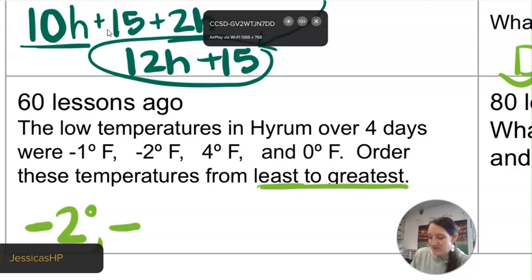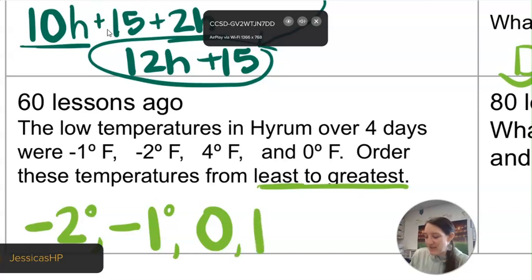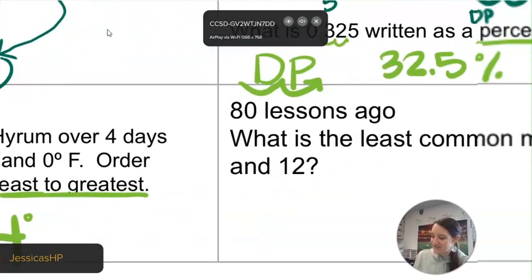It's the least temperature. And we have a -1 degree, then we have 0, and then the warmest, the greatest temperature will be the warmest, the biggest, the furthest away from 0 in the positive direction, which would be 4. So that is your order from least to greatest.